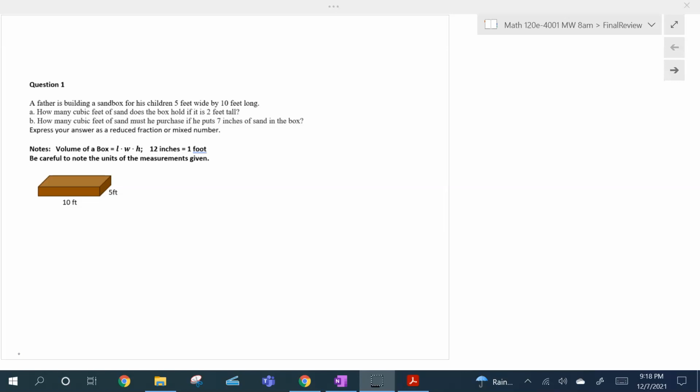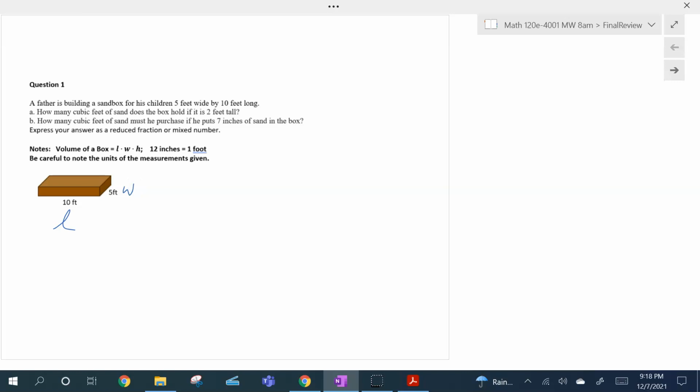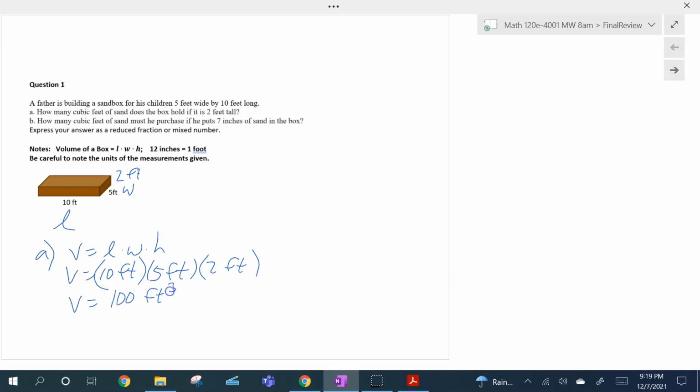Let's start out with question 1. You've got a sandbox that has a length of 10 feet and a width of 5 feet. How many cubic feet does it hold if it's 2 feet tall? So if the height there is 2 feet, we'd have 10 times 5, 50 times 2, 100. Feet times feet times feet, cubic feet.